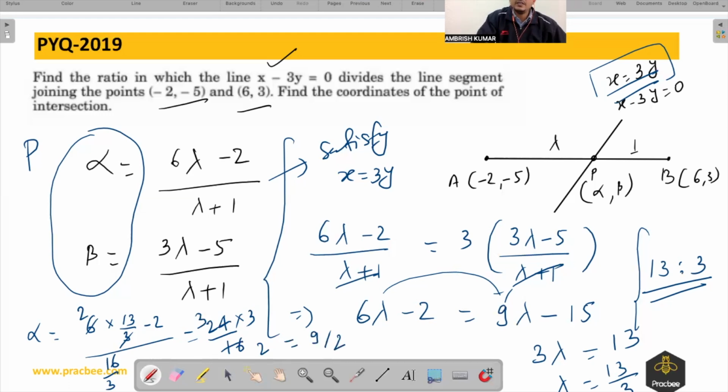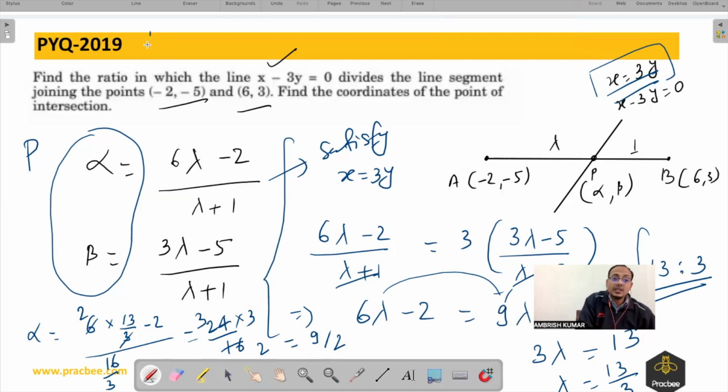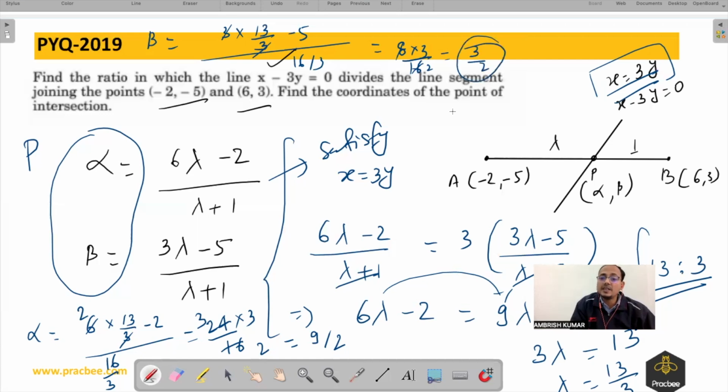And in the same manner, we can simplify the value of beta. So see here on the top, beta is 3 lambda. So 3 times the lambda value, which is 13 by 3. So 3 into 13 by 3, -5, again divided by lambda + 1, 13 by 3 + 1, 16 by 3. So just cancel this. So 13 - 5, 8 into 3 by 16, 8 into 2. So this is going to be 3 by 2. So the point of intersection P is (9/2, 3/2), right?